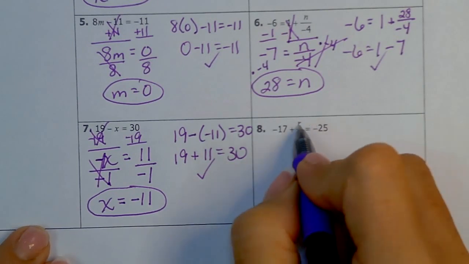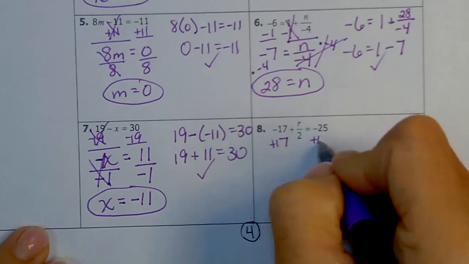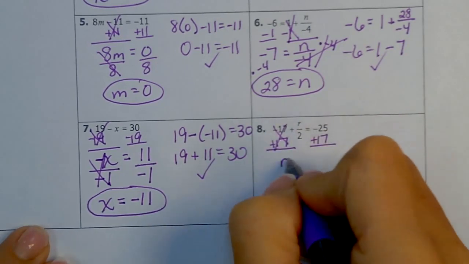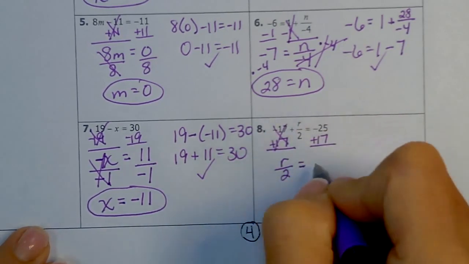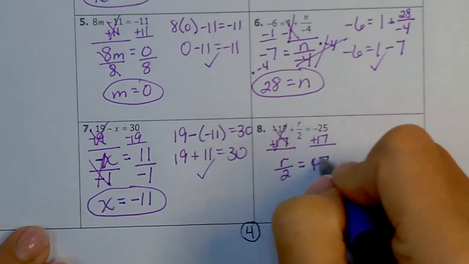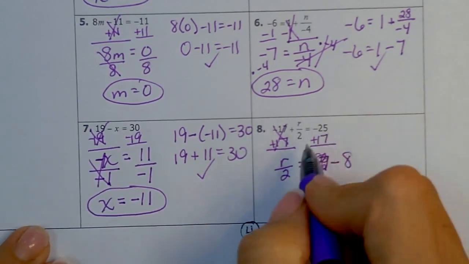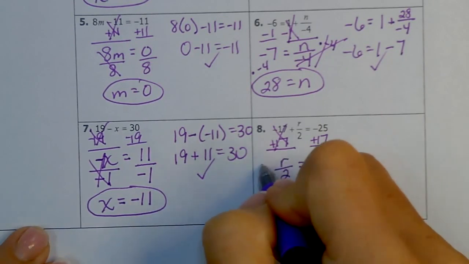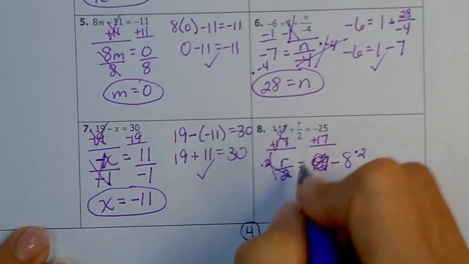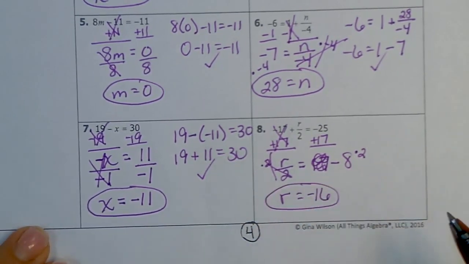Number 8. Here's my variable, so I'm going to undo -17 with adding 17. R divided by 2 equals 17 minus 8. Okay, now I need to undo divide by 2, so I'm going to multiply by 2. Do that there, I have to do it here. R equals -16. Time to check.